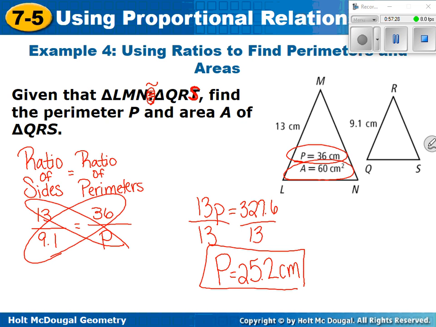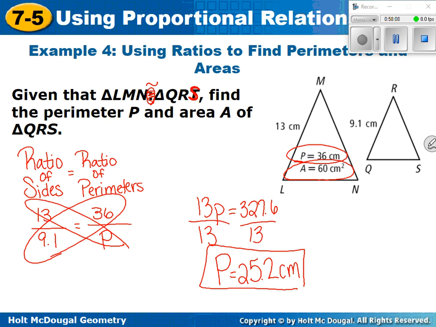So we have 60 over A is equal to 169 over 82.81. Cross multiply. Get 169A equals what? 4,900? No. Is that right? 4,968.6. Take that, divide it by 169. What's the area? 29.4. What's the units? Centimeters squared. Make sure your area has units squared.